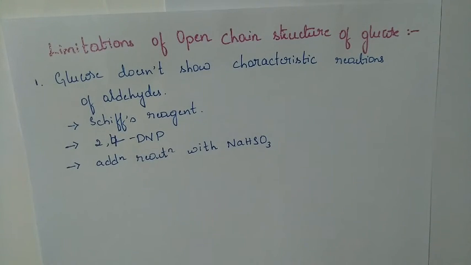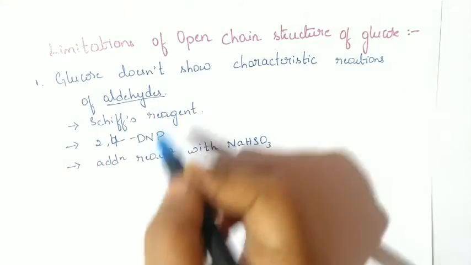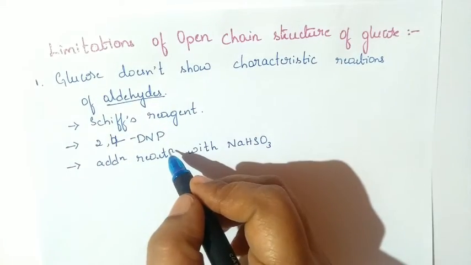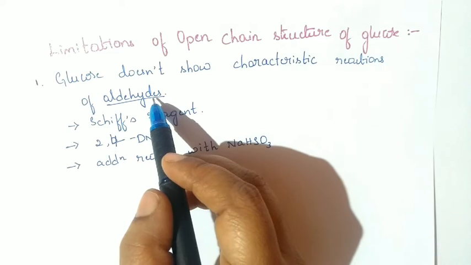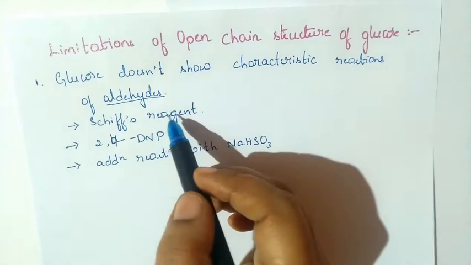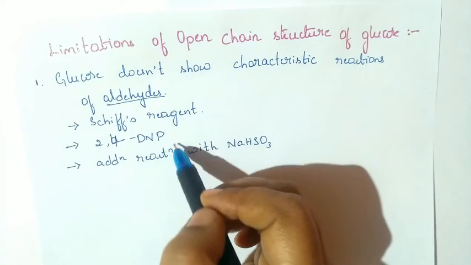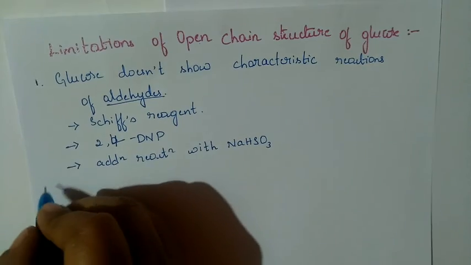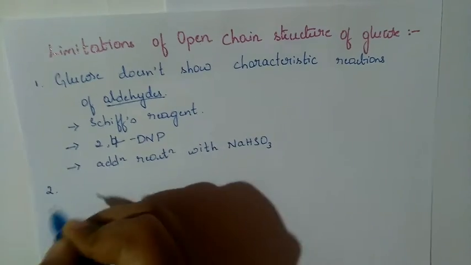We know that glucose consists of an aldehydic group. So if an aldehydic group is there, it should show all these reactions. But even though the aldehydic group is free in the open chain structure, it is still not showing these reactions. So that is the first point.